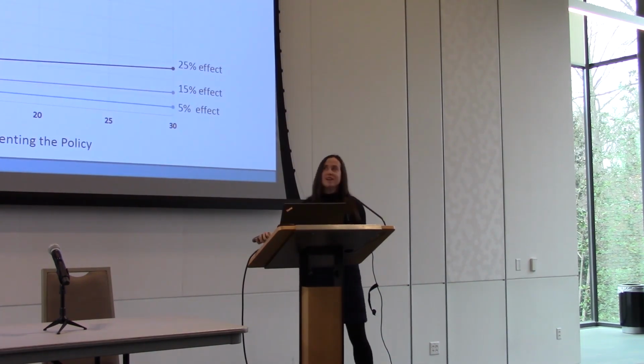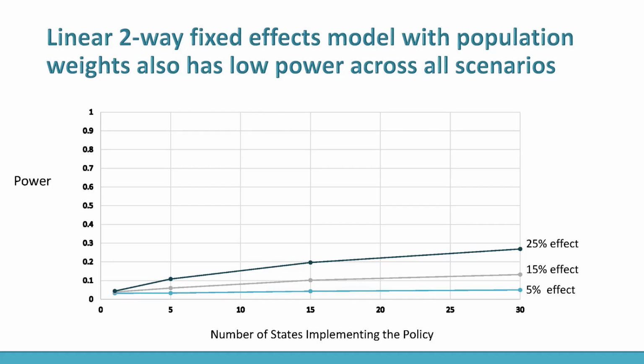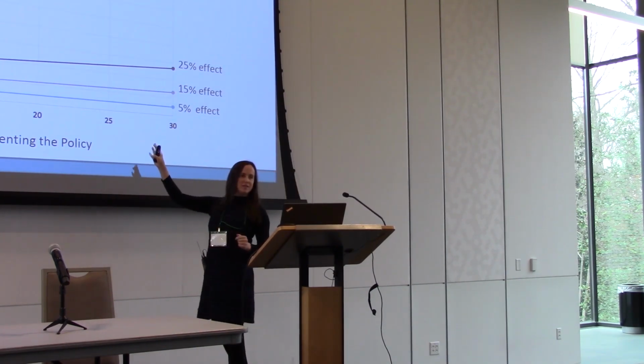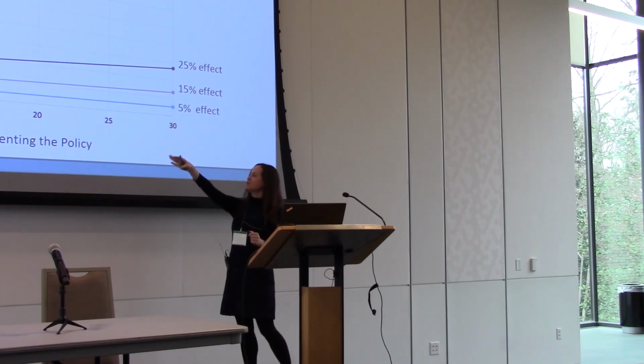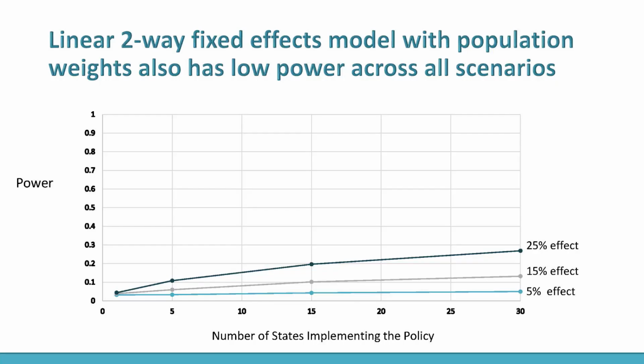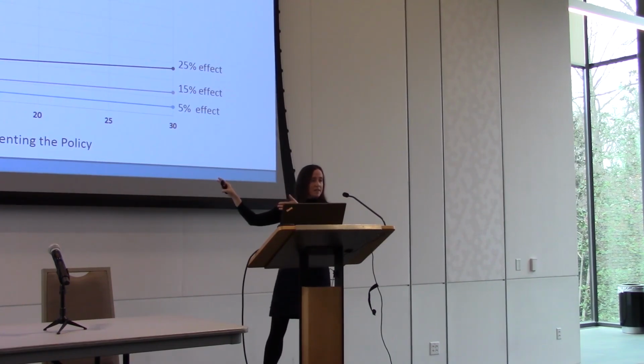In terms of power, I did the y-axis from 0 to 1. We're nowhere near 80% at all. And these lines, so the x-axis is the number of states implementing a policy. Again, from 1 to 30 is what we consider. Then we have the true effect of the law, 5%, 15%, 25%. So this is still the linear two-way fixed effects model.